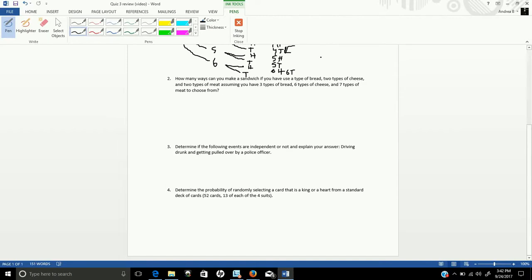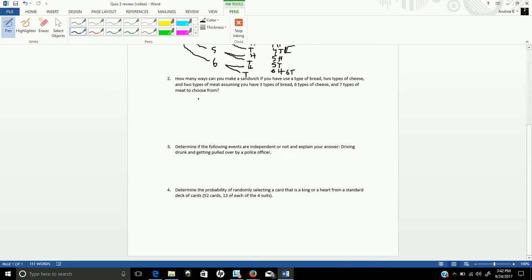You want to make sure you're showing all of that work to receive all of that credit for number 1. The next one, how many ways can you make a sandwich using a type of bread, 2 types of cheese, 2 types of meat, if you have 3 types of bread, 6 types of cheese, and 7 types of meat to choose from?